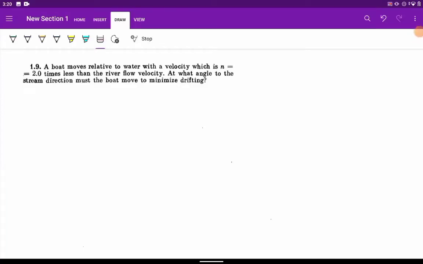So this is an interesting problem on the concept of drifting. A boat moves relative to the water with a velocity which is n equal to 2 times less than the river flow velocity. So over here the boat's velocity is less than that of the water. At what angle to the stream direction must the boat move to minimize drifting?